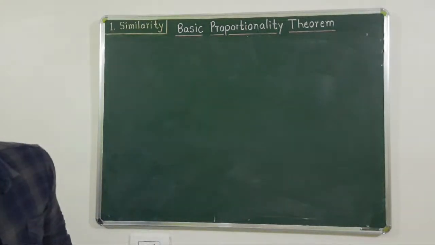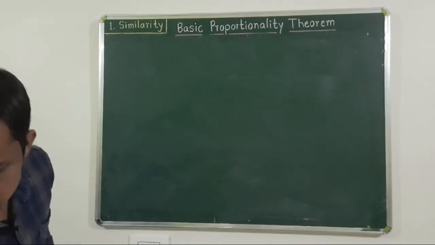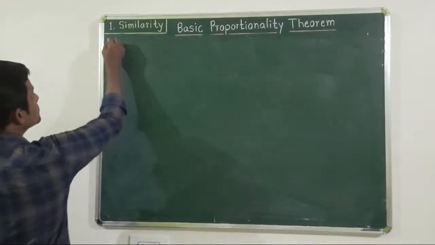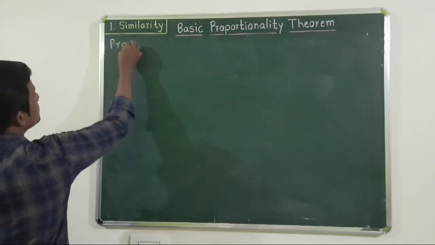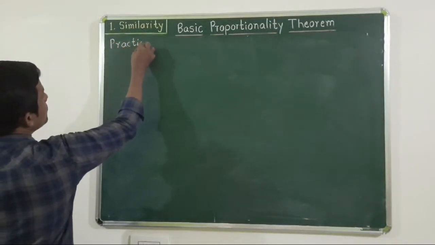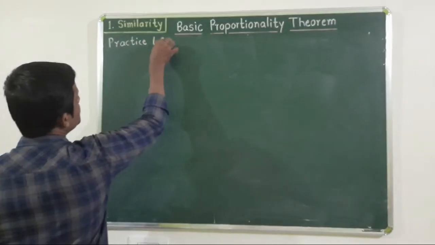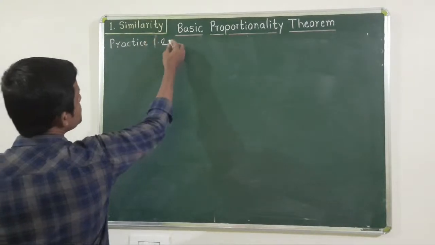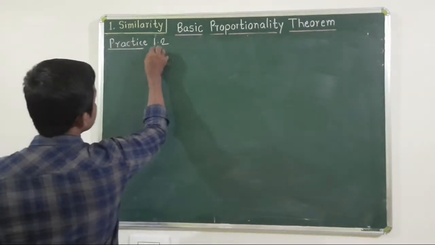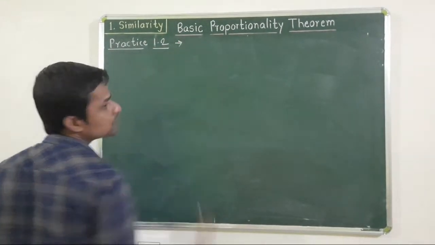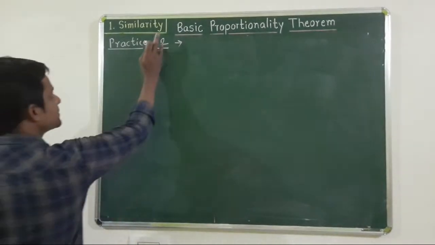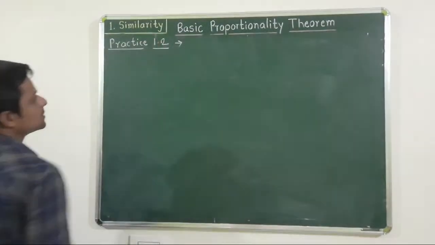Practice set 1.2 will start with example number 2. Example number 1 is excluded from your syllabus. Some theorems are also excluded, such as the angle bisector property of three parallel lines. These are excluded for this year.